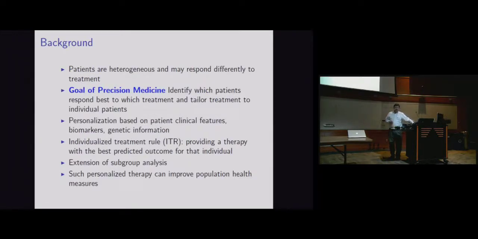So the basic idea is that patients are heterogeneous and they may respond differently to treatment. And so the goal here is to identify which patients respond best to which treatment and try and tailor the treatments to individual patients. So essentially we're trying to look for a personalization based on the patient clinical features. It could include biomarkers, genetic information, and ultimately what we want to construct is an individualized treatment rule, or an ITR, which essentially is one that provides a therapy with the best predicted outcome for a new individual.